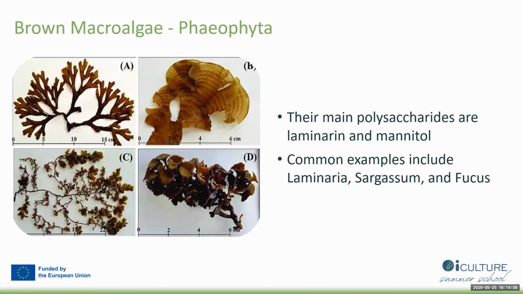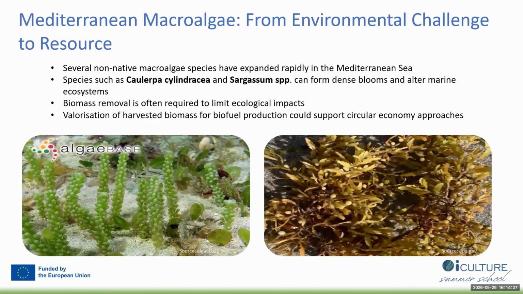Brown macroalgae, or Phaeophyta, contain laminarin and mannitol and include species such as Laminaria and Sargassum. The different carbohydrate compositions influence sugar release and ethanol yields during processing. As with brown macroalgae like Sargassum, they are chemically characterized by unique polymers like laminarin and mannitol.